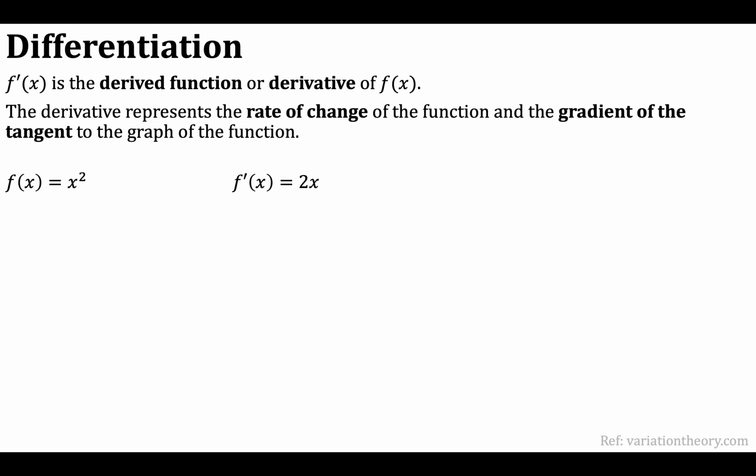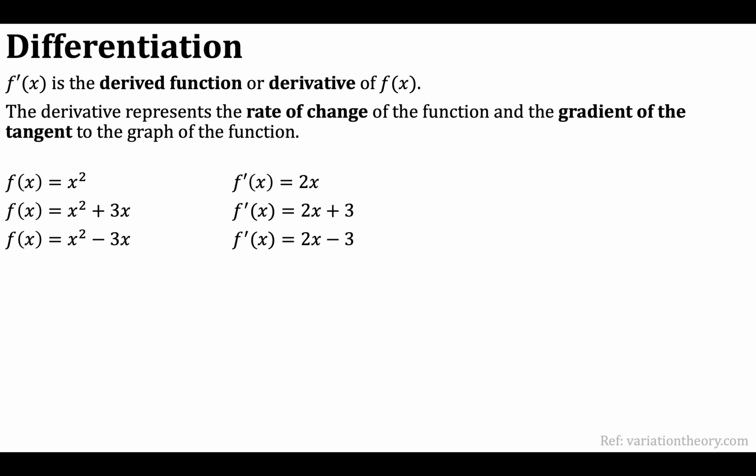So if f of x is equal to x squared, we learned that f dashed of x, that's the derivative, was 2x. So I'm going to take you a bit further and tell you that if I have f of x equal to x squared plus 3x, the derivative is 2x plus 3. Now I want you, as I go through this sequence, to have a look at what is the same, what is different, what is changing, and see if you can see any sort of pattern happening. So if f of x is x squared minus 3x, then f dashed of x is 2x minus 3.